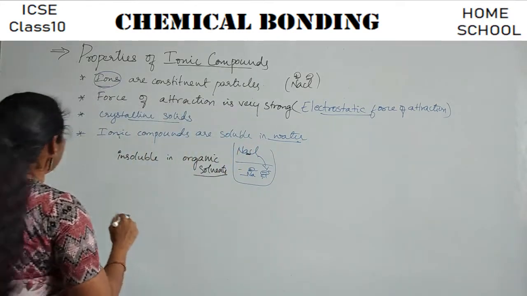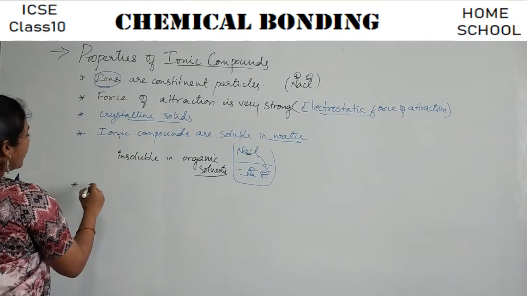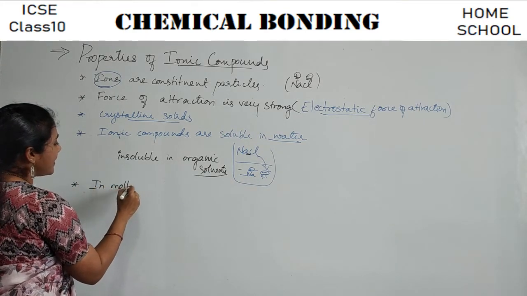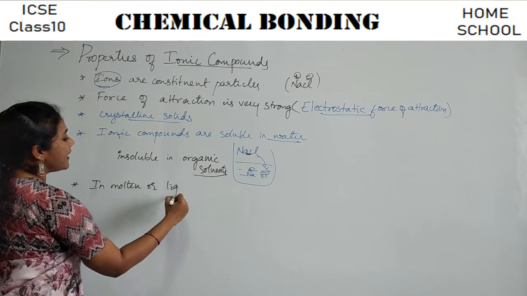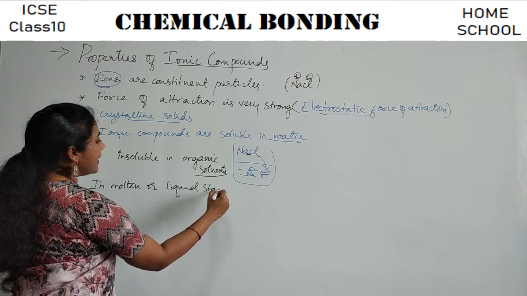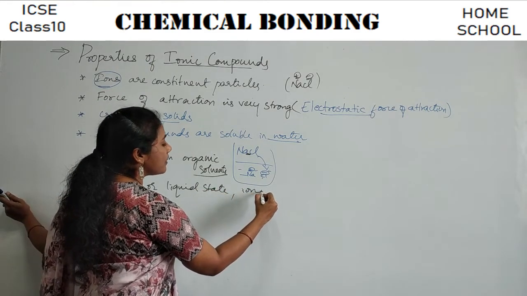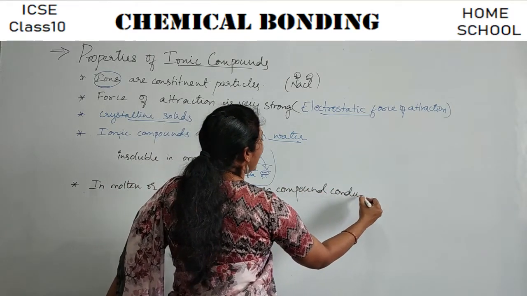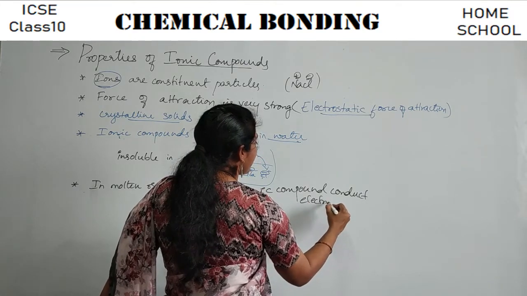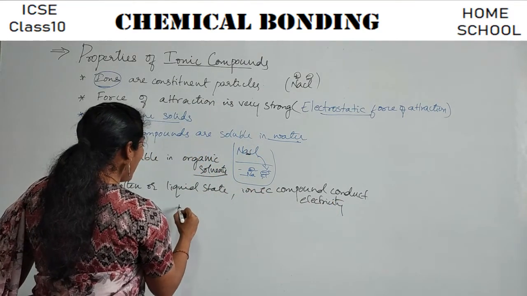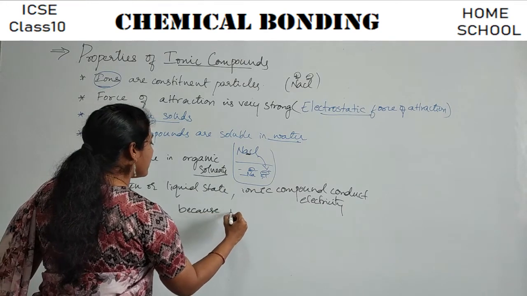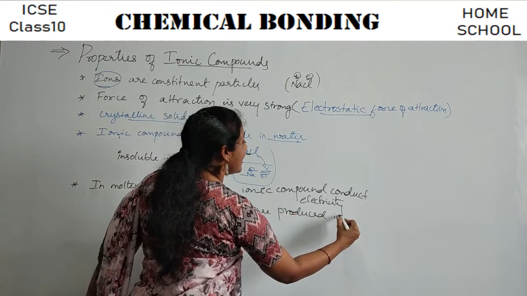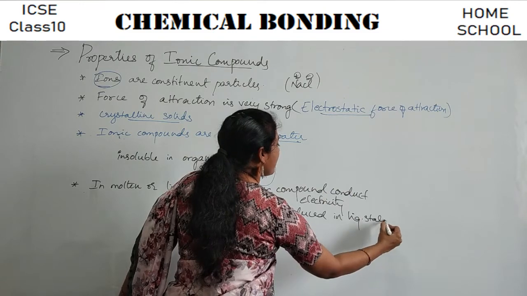Okay, fine. And the next one is, in molten state or liquid state, ionic compounds conduct electricity. You know why they conduct electricity? Because ions are produced. In liquid state, only in liquid state, right?